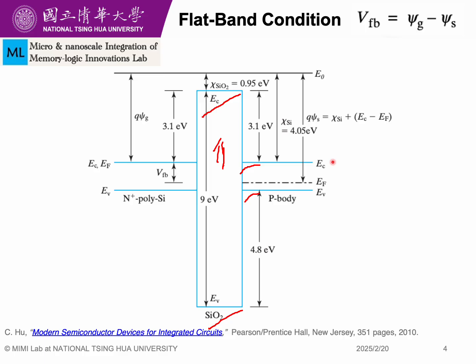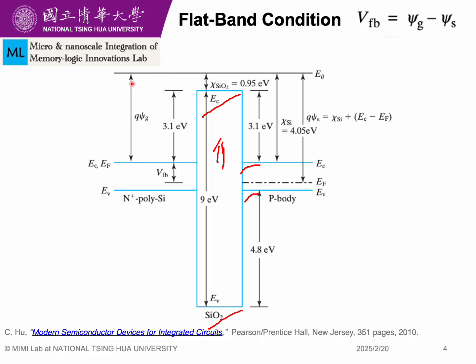So you can see this is the conduction band, this is the valence band, and this is the Fermi level. And this is called the energy gap. The energy gap of SiO2 is 9 electron volts. And for metal, EC and EF lie at the same place.